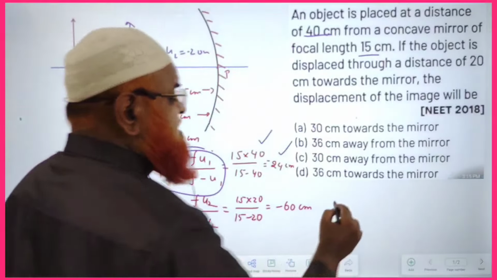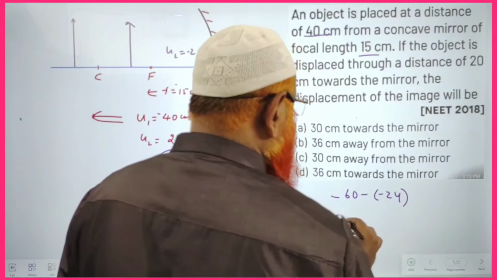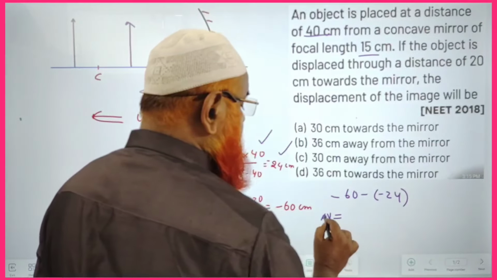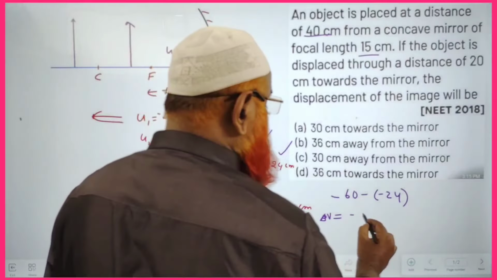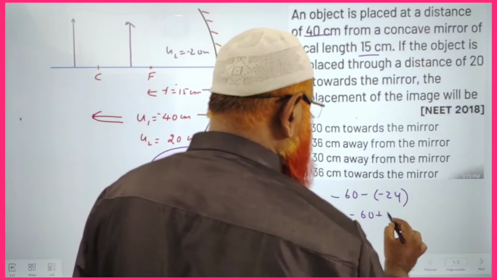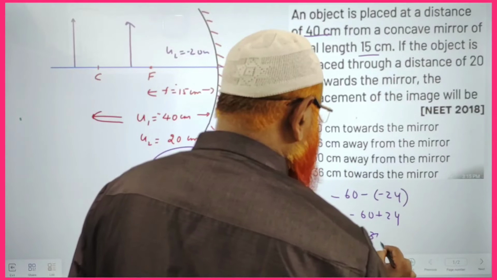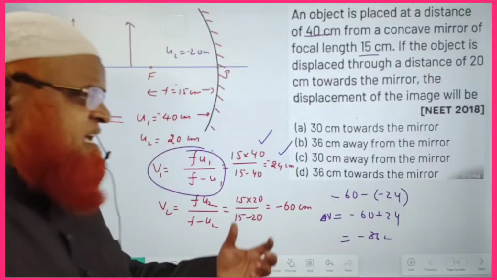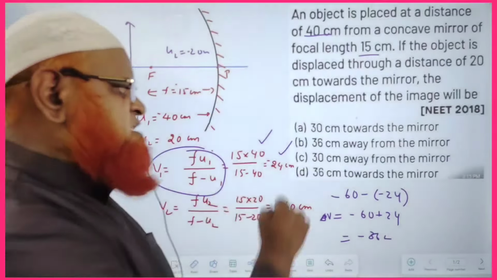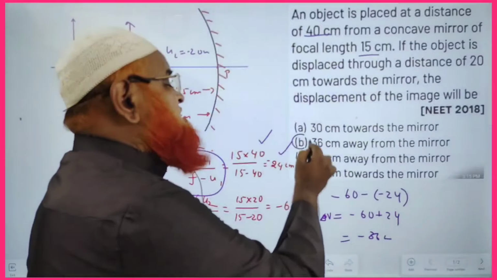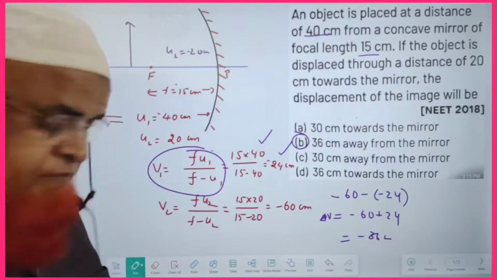Now you have to find out the difference. Minus 60 minus of minus 24 gives you the net displacement, that is delta v, how much the image has been shifted. It is going to be minus 60 plus 24, which is minus 36 centimeters. Minus indicates that it has been shifted away from the mirror. So your answer is option B. Hope you have enjoyed this problem. Thank you very much.